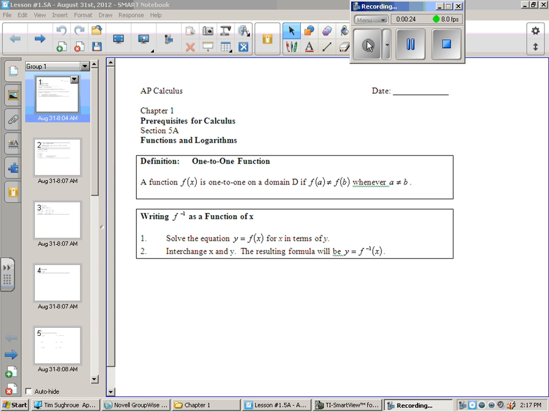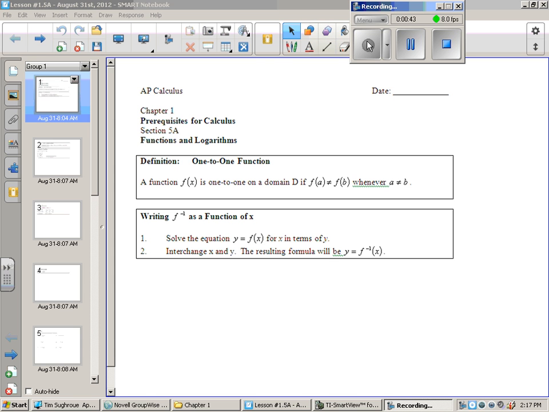A nice way to remember this is, in order for a function to be a one-to-one function, not only must it pass the vertical line test, but it also must pass the horizontal line test. So every x can only correspond to one y, but every y can only correspond to one x as well.